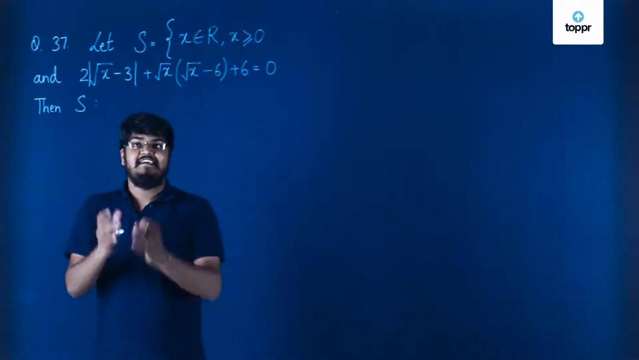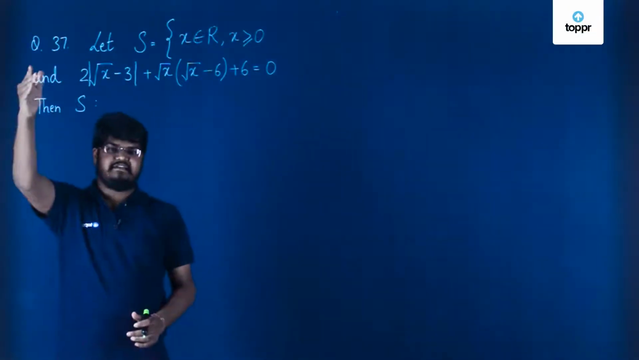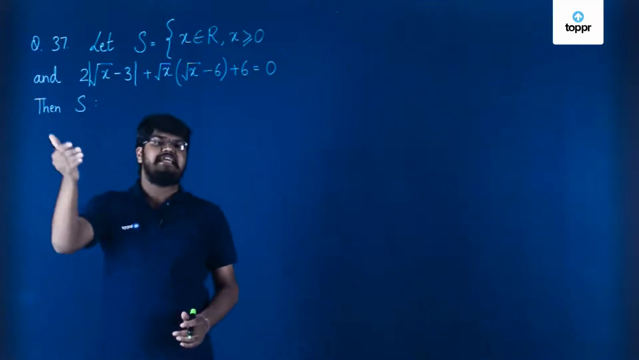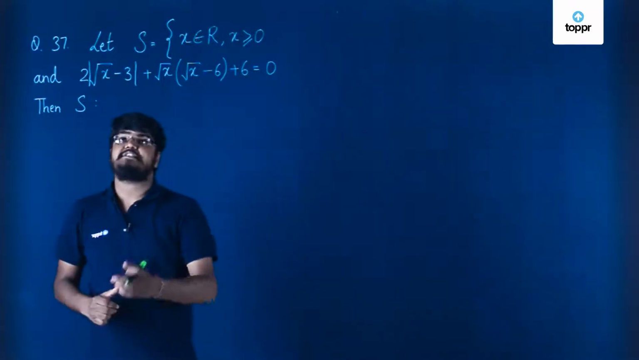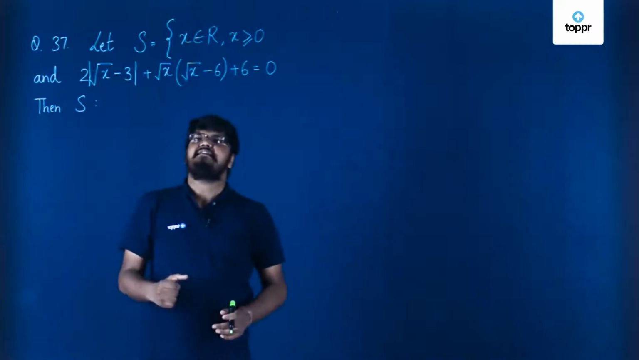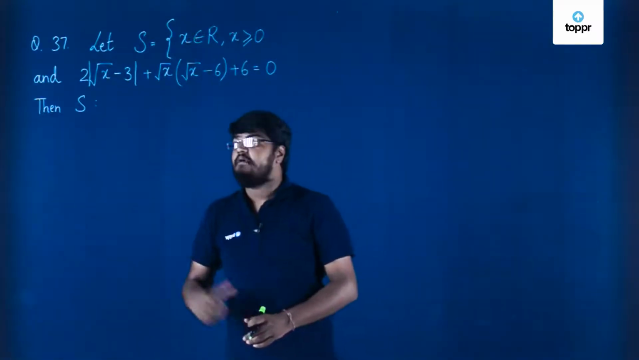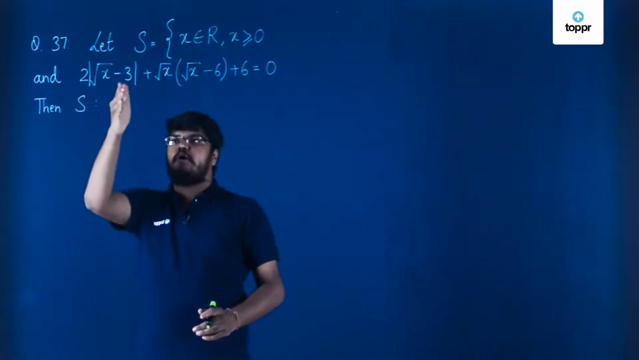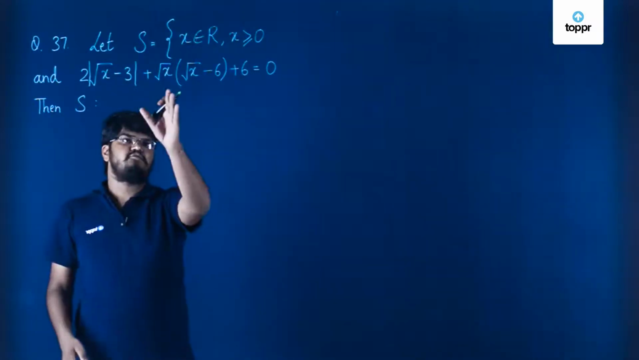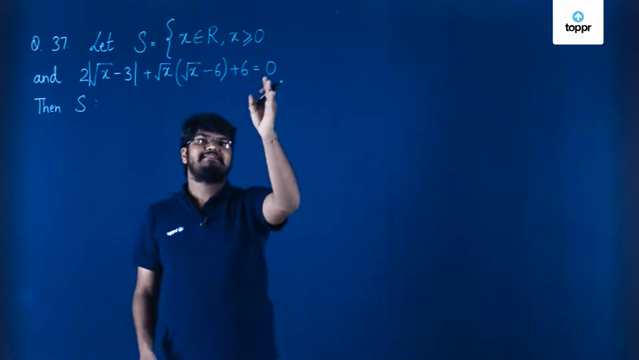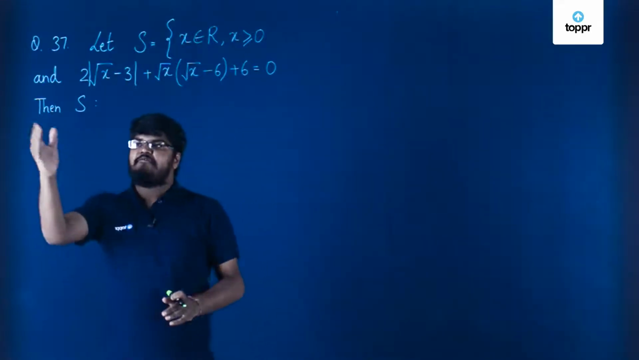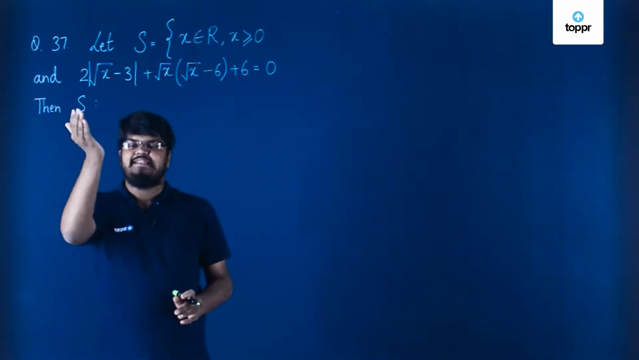Hey everyone, so let us now take a look at question number 37 of set B of the JEE Mains 2018 paper. The question is: let S be a set where x belongs to the real numbers, x is greater than or equal to 0, and 2 times mod of root x minus 3 plus root x into root x minus 6 plus 6 is equal to 0. We have to comment about the conditions this S will follow.